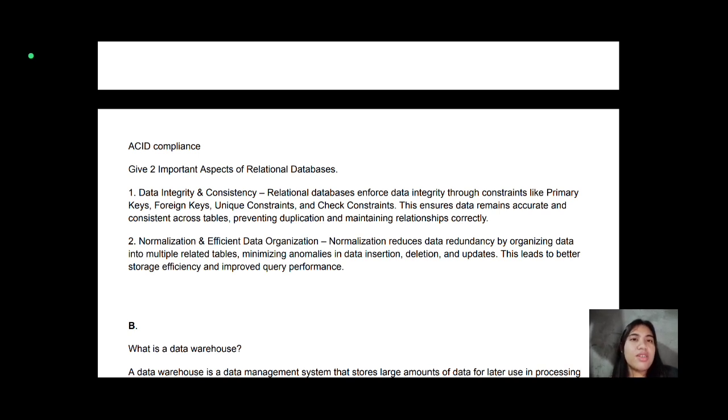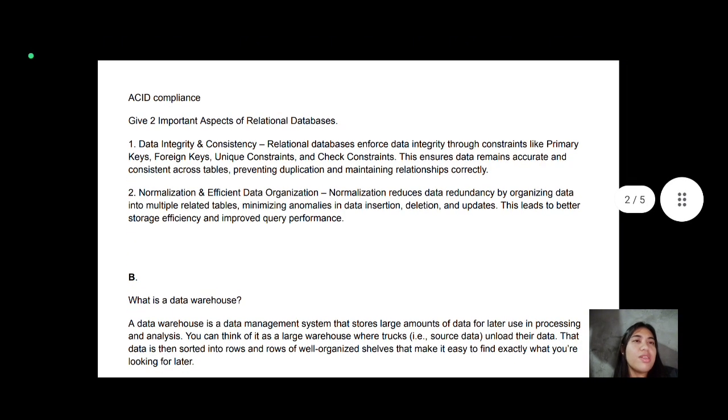Second is normalization and efficient data organization. Normalization reduces data redundancy by organizing data into multiple related tables, minimizing anomalies in data insertion, deletion, and updates. This leads to better storage efficiency and improved query performance.